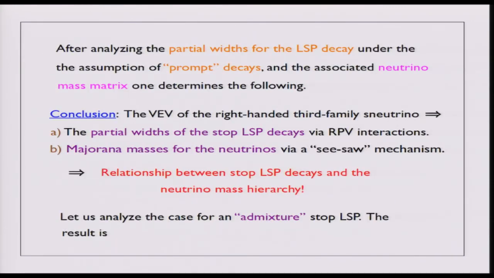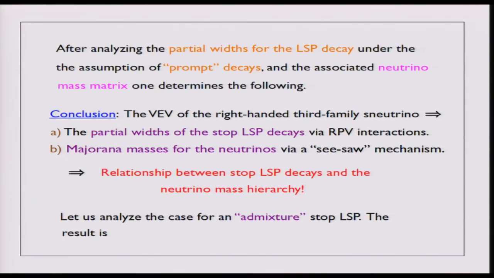So we can completely compute everything here, like the partial widths for the LSP decay. We made the assumption in our analysis of prompt decays, which means that these decays occur within one millimeter in the ATLAS chamber, LHC chamber. And so they will actually see these. There's a lot more data about these prompt decays, so we restricted our results to that. And we can also compute the neutrino mass matrix from this.